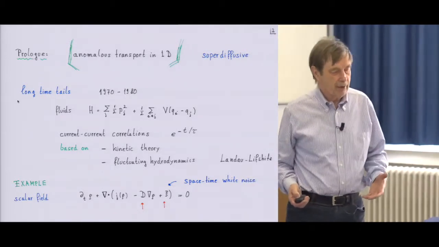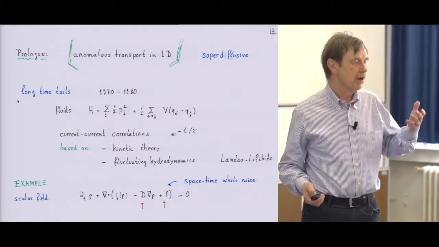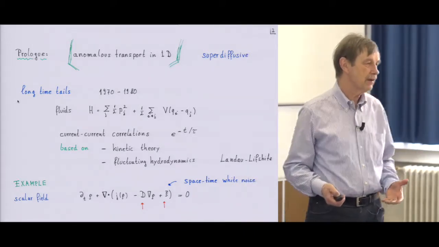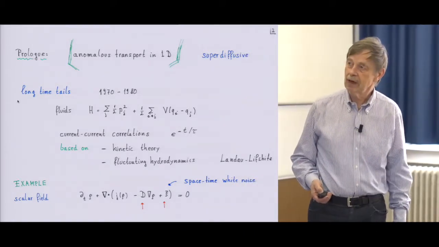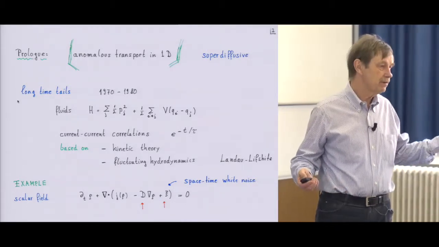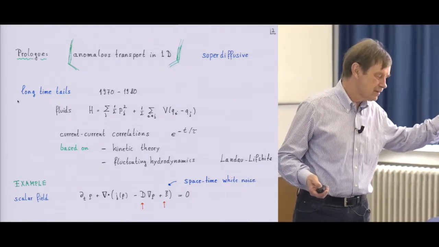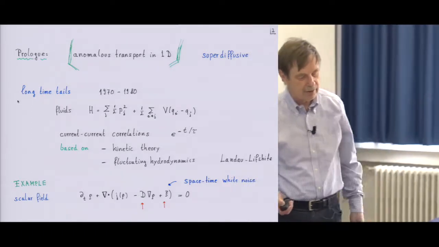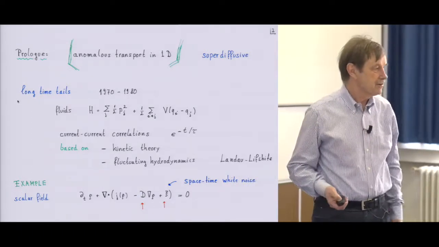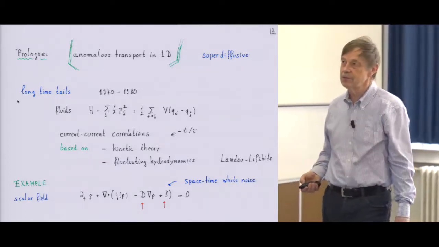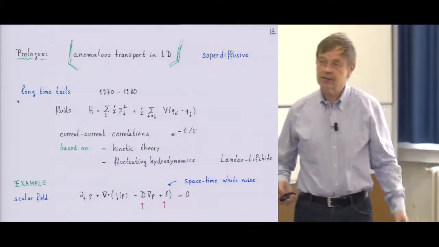From a dynamical point of view, the most obviously interesting quantity to look at would be something like a covariant-covariant correlation. For instance, energy correlated at space-time point zero with the same quantity at space-time point xt. So it would be such two-point functions which you are interested in. And so the question is, how do they behave?